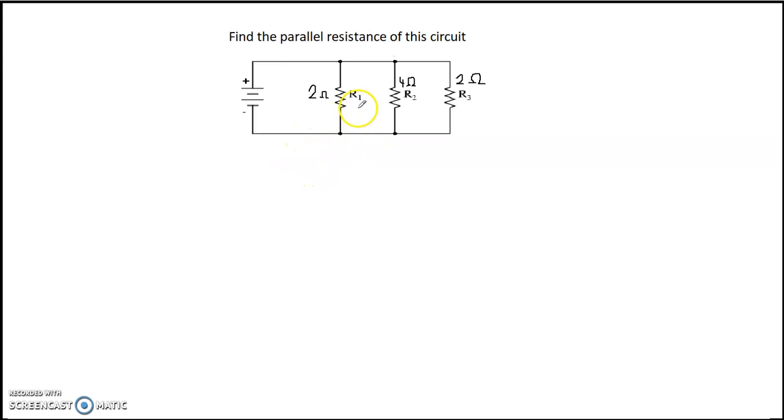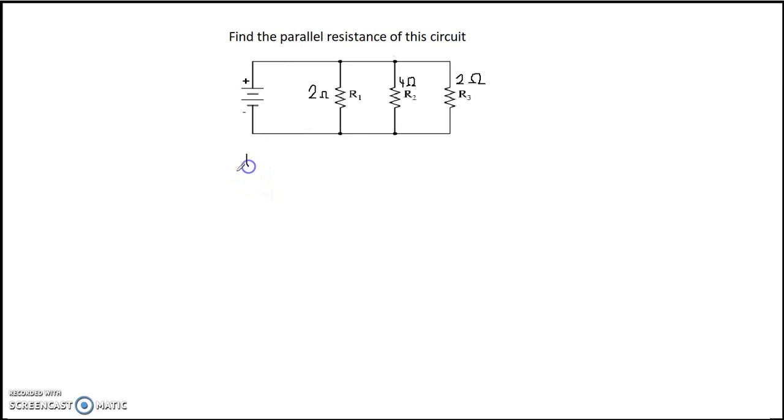So how do we set this problem up? Well, there's an equation for how to find resistance in parallel. If these were in series, we could just add them up straight up. So just 2 plus 4 plus 2 would give us 8. That would be done if they were in series. But these are in parallel to one another.